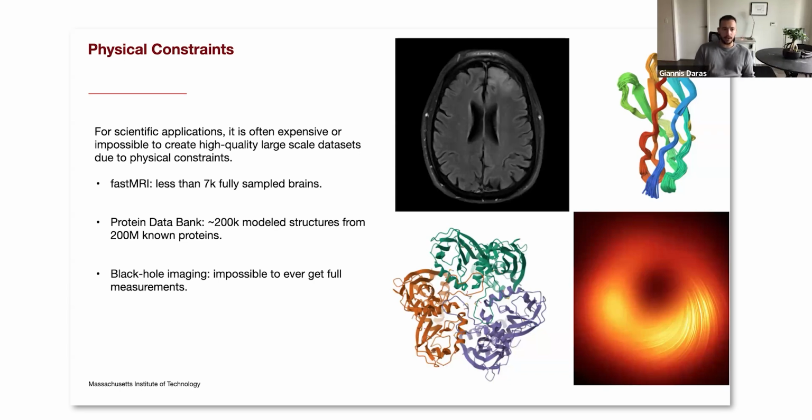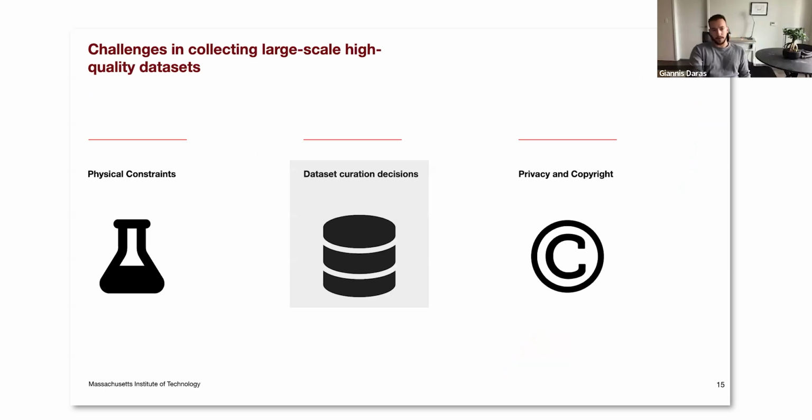For example, for MRI, we have less than 7,000 fully sampled brains, and this is the go-to data set. This is the fastMRI data set where people go and train on it. And for proteins, the Protein Data Bank is the go-to data set, and it has like 200,000 structures, which is nothing compared to the 12 billion images that people would use to train a text-to-image model. So this is one problem.